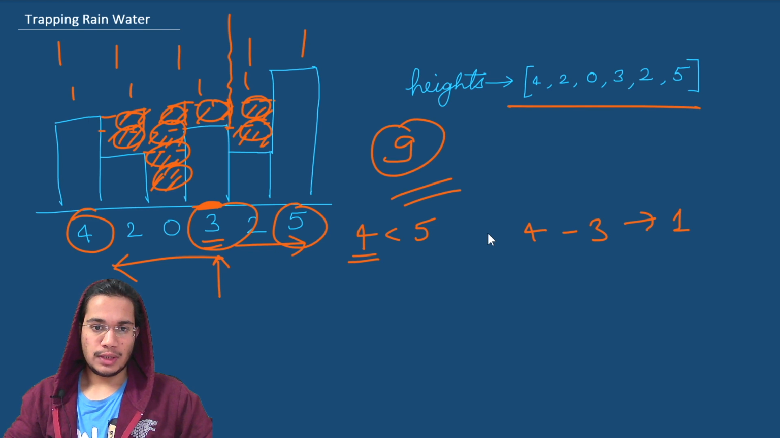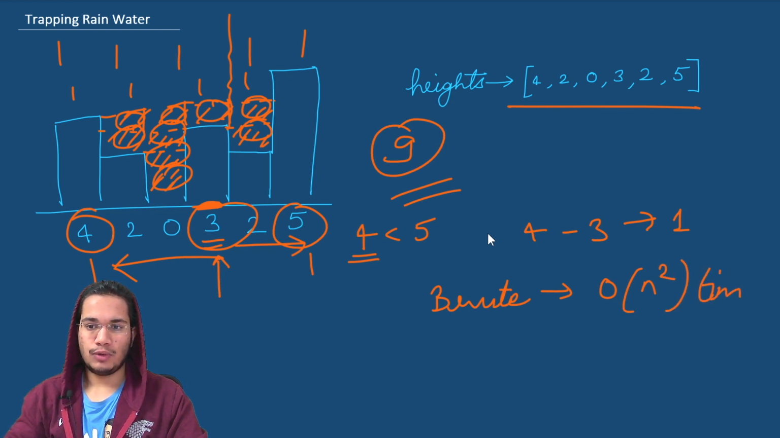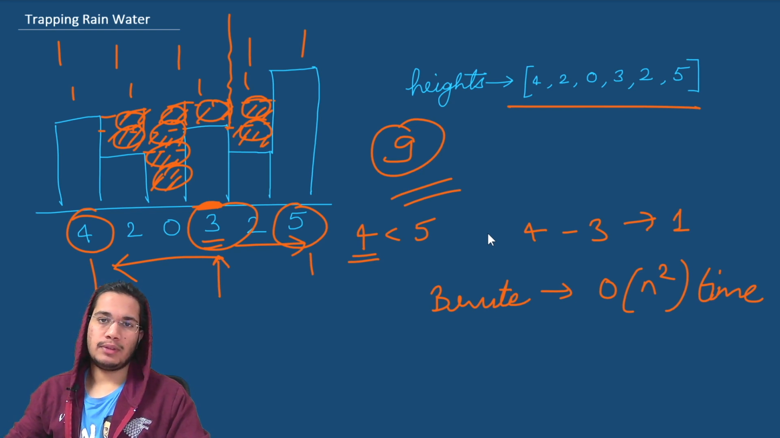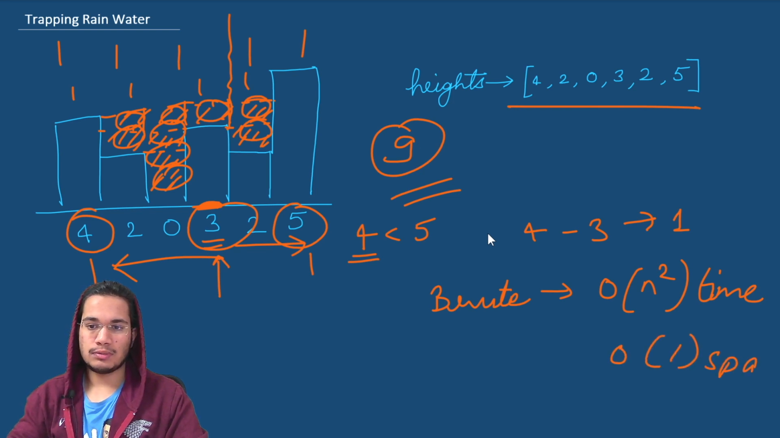But we need to make sure that the smaller of the two tallest heights, that is 4 and 5, is at least taller than the current building, because only then can water be stored. So this was the naive or brute force approach, and this will take you O(n²) time, because for every building you'll have to iterate over all the buildings towards its right, and similarly all the buildings towards its left. It's going to be constant in terms of space because you're not using any auxiliary containers to store anything.